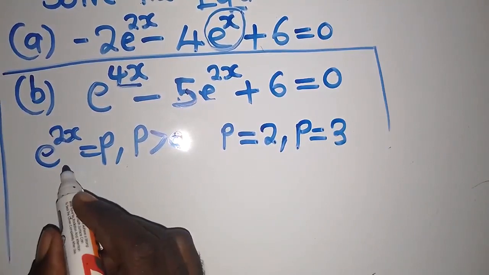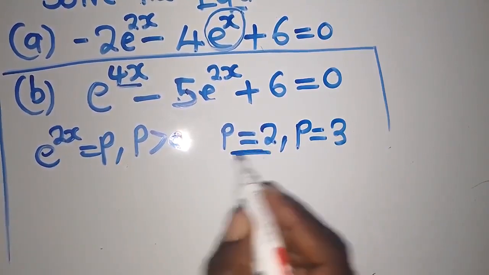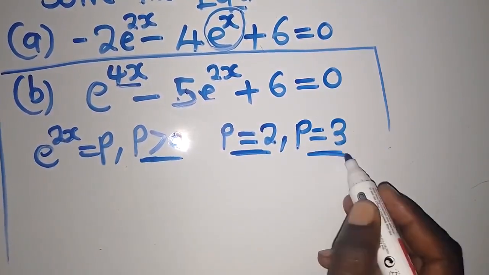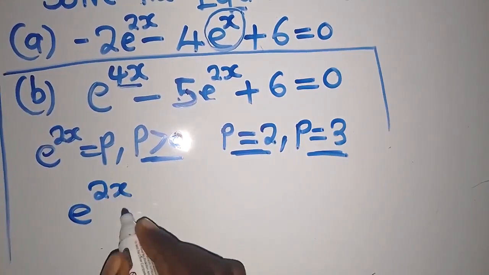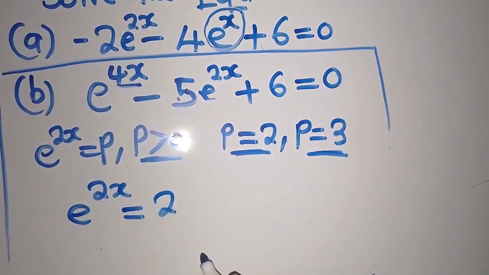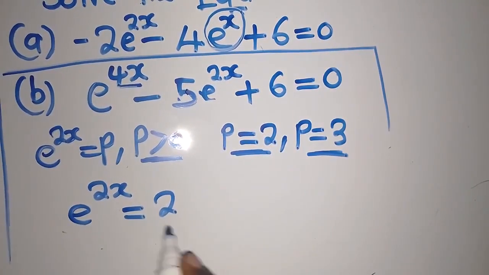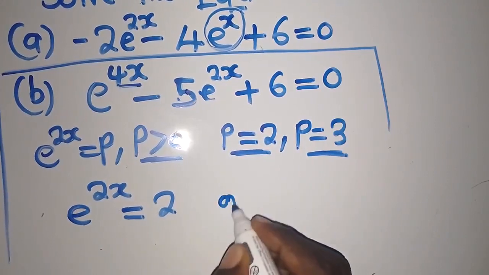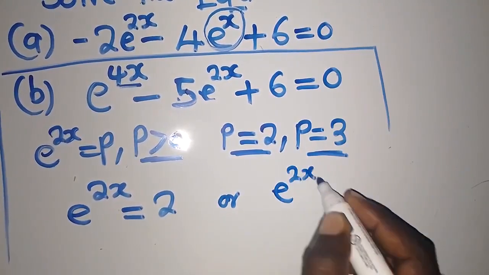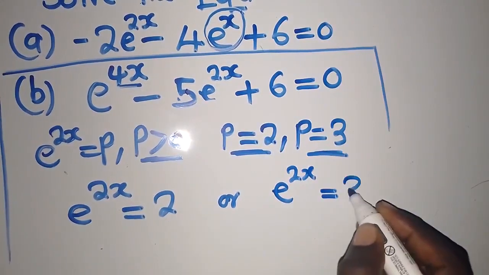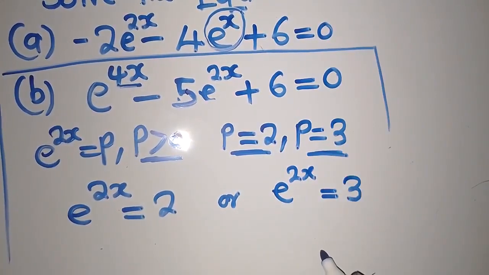So I'm going to get this, and so all these are answers. Then there are more than 0. So all these are part of the answers. So I'm going to say e^(2x) first is equal to 2. This is what I'm going to do. Then the other one: e^(2x) is equal to 3. This is what I'm going to do.